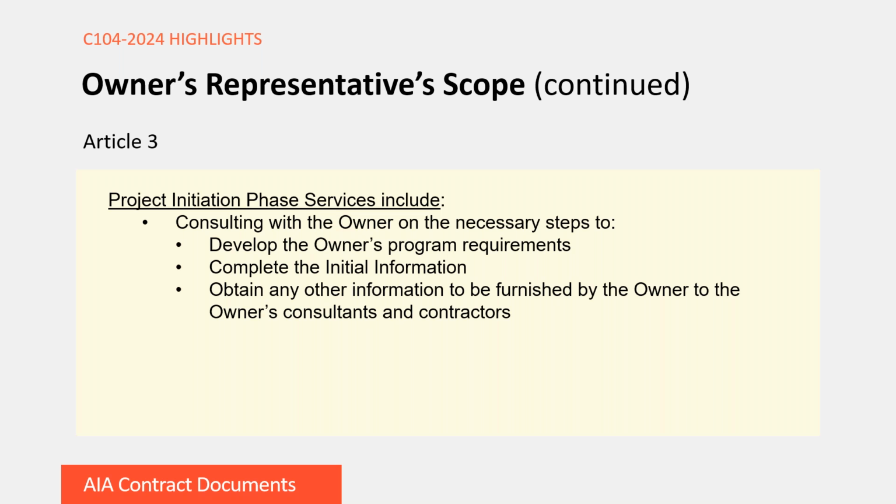So in this case, if the owner doesn't have program requirements or doesn't have an owner's program complete, or the initial information needs to be completed, the owner's representative would help the owner with the necessary steps to develop the owner's program requirements or complete initial information, and really just help the owner obtain any other information that is going to be furnished by them to their consultants and contractors.